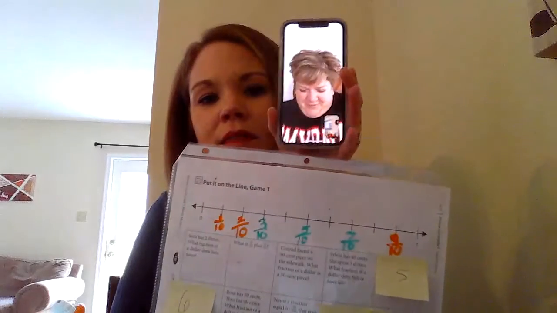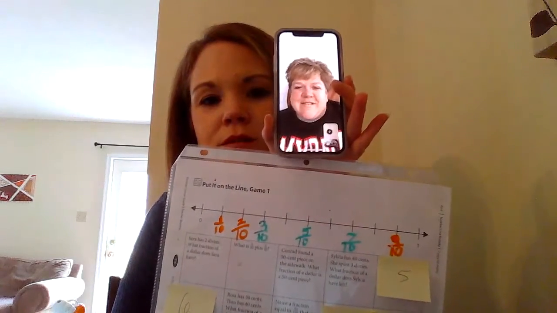Conrad found a 50-cent piece on the sidewalk. What fraction of a dollar is a 50-cent piece? Well, 50 cents is half of a dollar. 50 cents is also 50/100ths. And 50 cents is also 5 dimes. So I'm going to say it's 5/10. Excellent answer, Miss Musto. And guess where that landed? Right at the halfway point because it's half a dollar. Smack dab in the middle, right below Miss Musto's face right now.